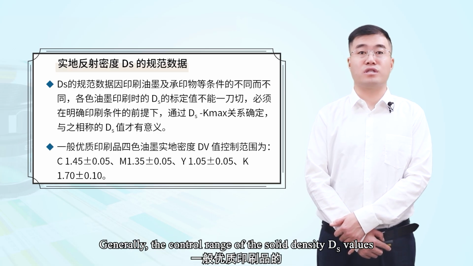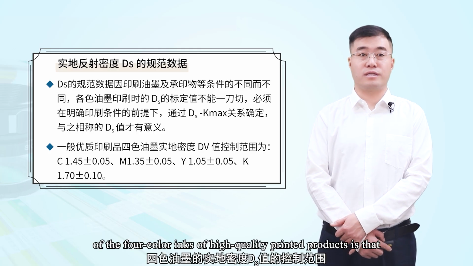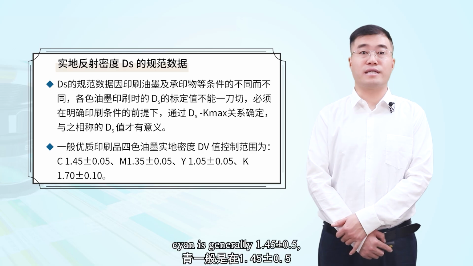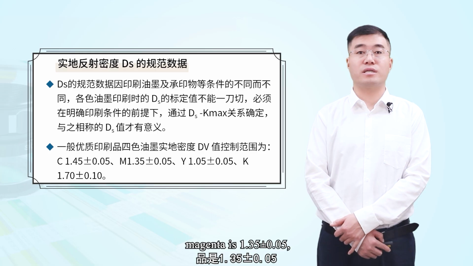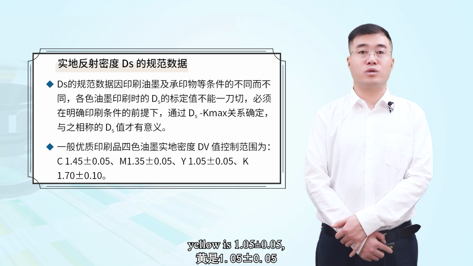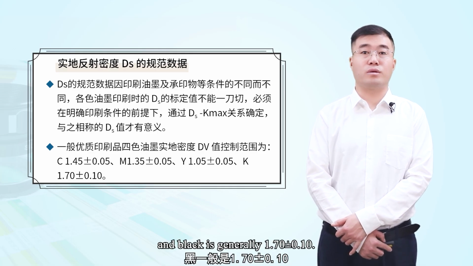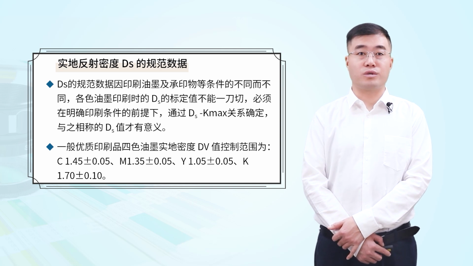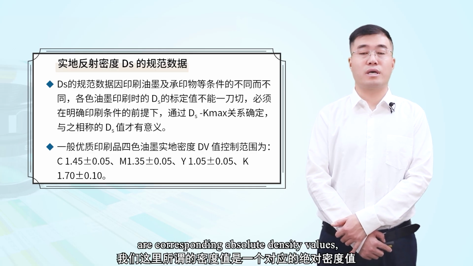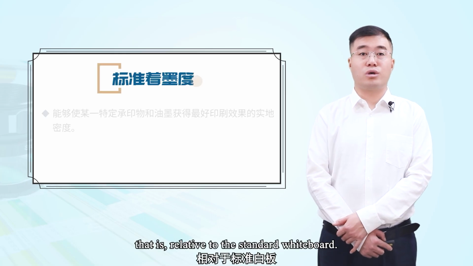Generally, the control range of the solid density ds values of the 4 color inks of high-quality printed products is that cyan is generally 1.45 plus or minus 0.5, magenta is 1.35 plus or minus 0.05, yellow is 1.05 plus or minus 0.05, and black is generally 1.75 plus or minus 0.1. It should be noted that the so-called density values here are corresponding absolute density values. That is, relative to the standard whiteboard.